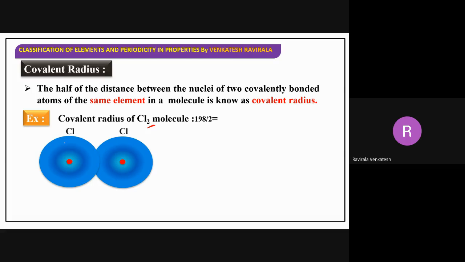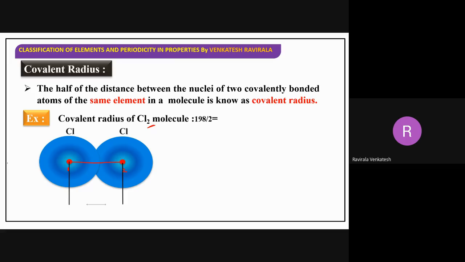After bonding, something will be overlapped, like this part will be overlapping. Okay, this is a chlorine molecule. Now, the red part is the nucleus of the first chlorine, and this is the second chlorine nucleus. Now, the distance you have to take is the internuclear distance between the two chlorine atoms. That I am drawing like this.